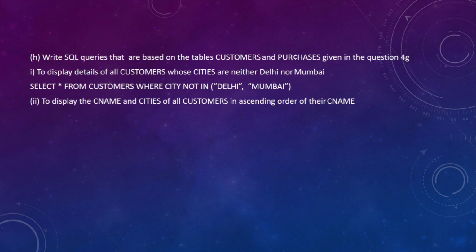To display the CNAME and cities of all customers in ascending order of their CNAME. So select CNAME, cities, pardon my spelling of cities, from customers order by CNAME.